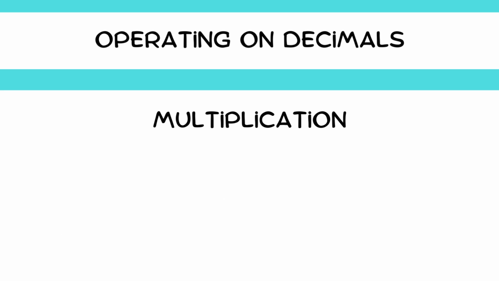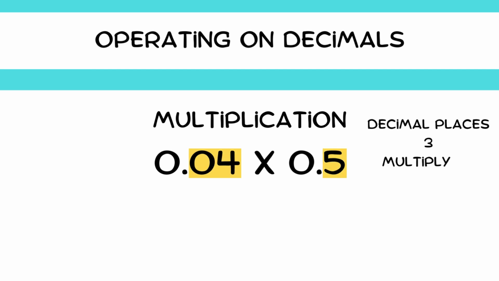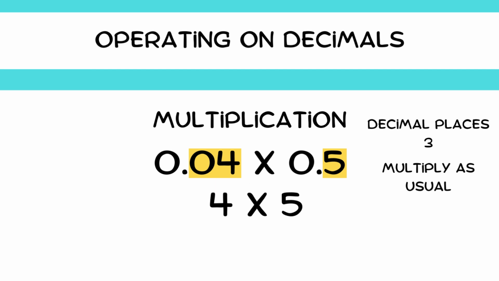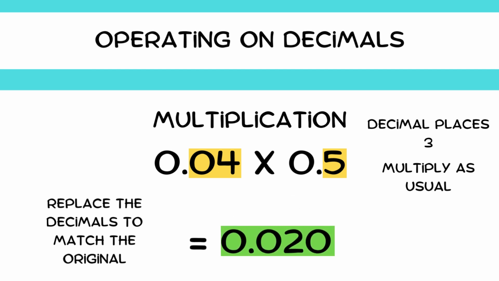For example, if we wanted to multiply 0.04 with 0.5, we first count the number of decimal places, which are 3. Then we multiply as usual, giving us 4 times 5, which is 20. Finally, we need to replace the decimal places so that they equal the 3 decimal places in the original calculation. So, our answer will be 0.020.